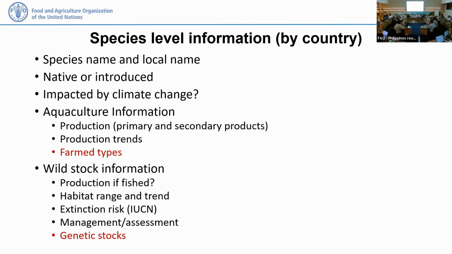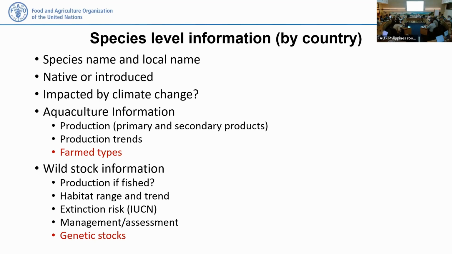And so we can cover both of those. We look at production trends, and then we look at the genetic resources below the level of the species, which we are determining farm types. In the case of wild stock information, if the stock is fished, then we have production information from the harvesting, which is obviously the case in Artemia. Maybe we don't think of it as fishing, but it's the same thing. It's harvesting from the wild.